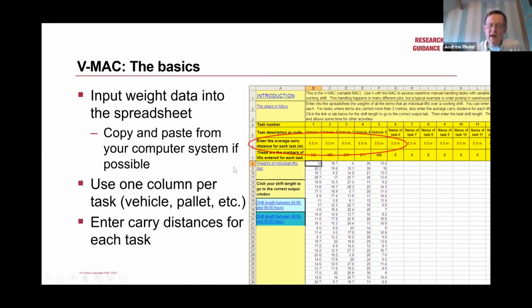And if a task involves carrying, you can add that as the average carry distance as well. That again depends on the task. There is a correction in the output graphs which does take into account carry distance. It effectively converts it into an equivalent number of lifts, which is a measure of the energy required.